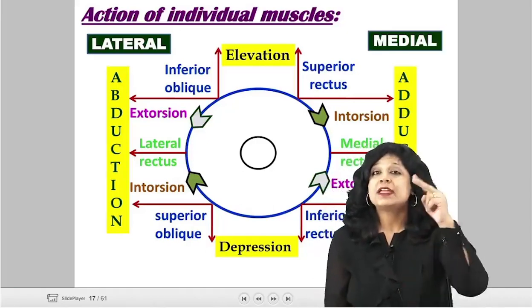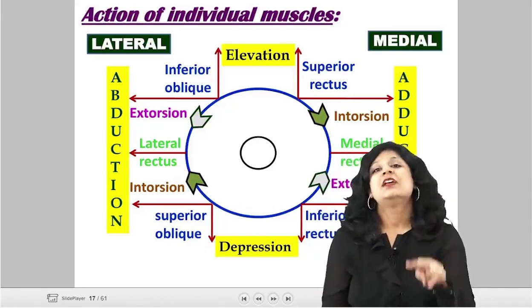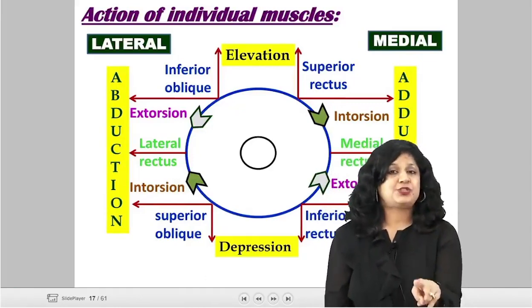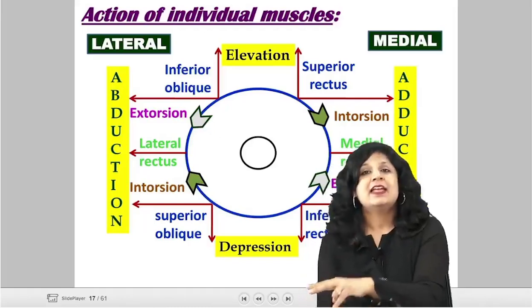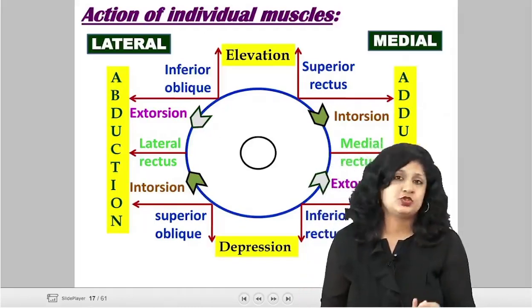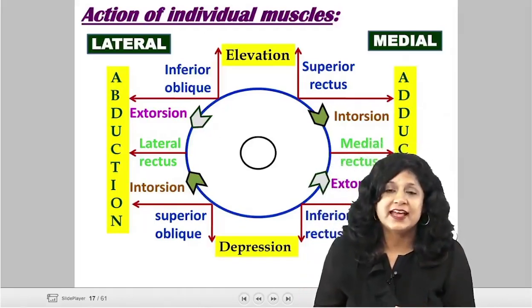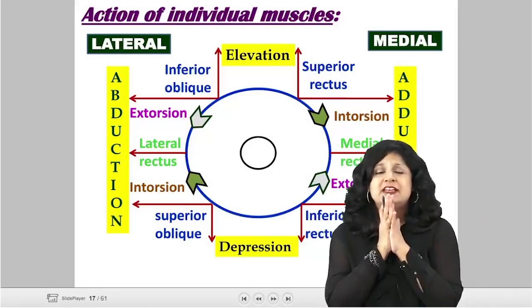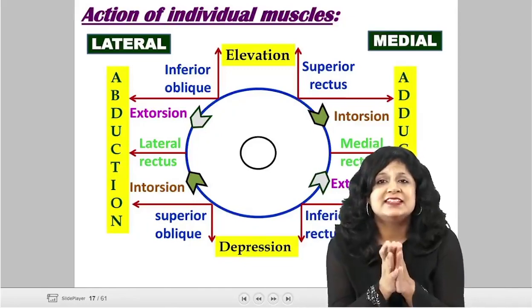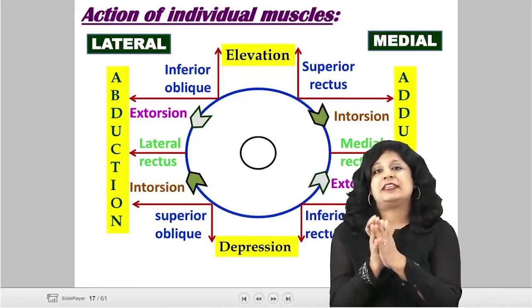While if I am talking about elevation and depression, the maximum elevation and depression by the rectus muscles will take place in the abducted eye, and the maximum elevation and depression by the oblique muscles will take place in the adducted eye. So, when you combine these principles, it will become very easy for you to tell the action of any muscle.